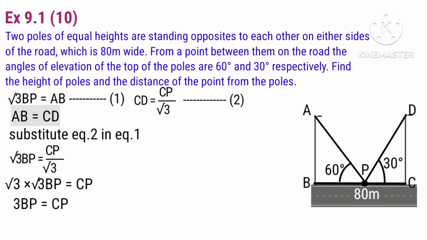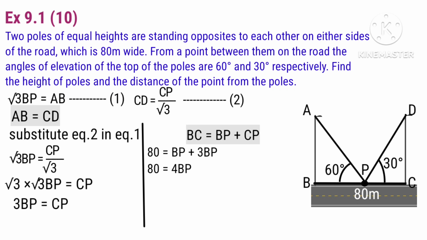So here we got an equation for CP, and we also know that BC is equal to 80 meter. So here BC is equal to BP plus CP. So when we substitute both, we will get 80 is equal to BP plus 3 BP. So that is 80 is equal to 4 BP. So BP is equal to 80 divided by 4, that is 20. So BP is equal to 20 meter.